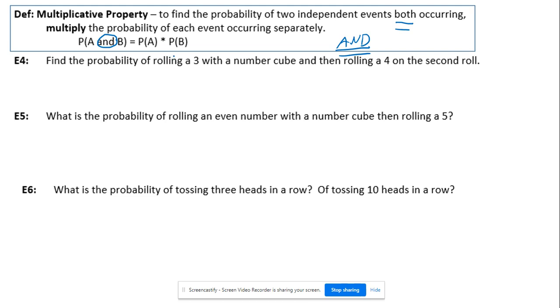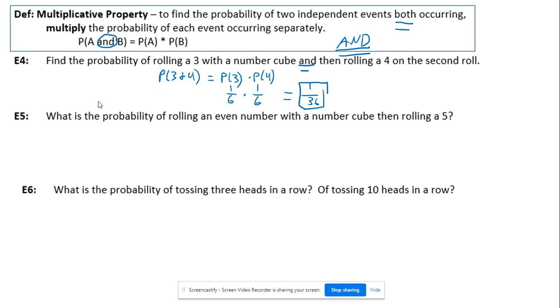So example 4, what's the probability of rolling a 3 with a number cube and then rolling a 4 on the second roll? So the probability of getting a 3 and a 4 on the next roll is the probability of a 3 times the probability of a 4. Well, the probability of rolling a 3 is 1 in 6, and the probability of rolling a 4 is 1 in 6. So if I multiply that together, I multiply the top, multiply the bottom, now we get 1 in 36. There's a 1 in 36 chance of rolling a 3 and then rolling a 4.